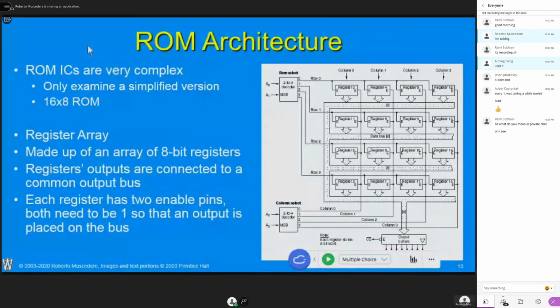Okay, so this was the last slide I ended on. Here's our next slide. Again, these devices, we're not going to get into how they're actually built. They're pretty complex devices from the perspective of learning.